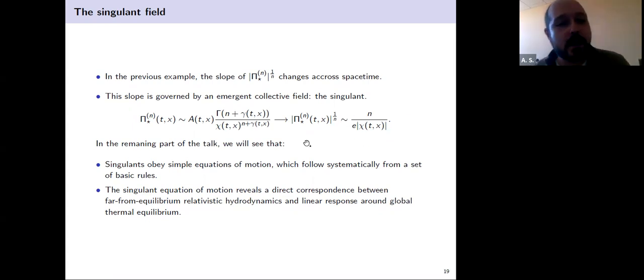So in the remaining part of the talk, I just want to illustrate that singulants obey simple equations of motion, which are going to follow systematically from a set of basic rules.